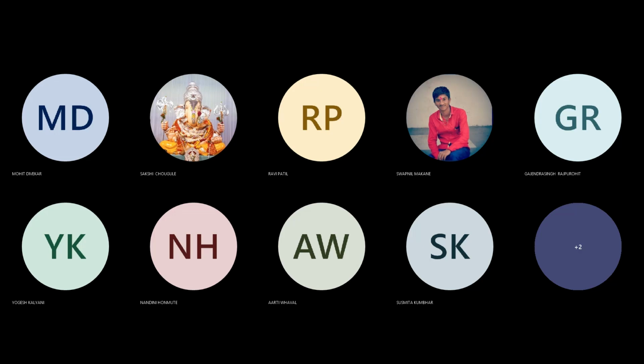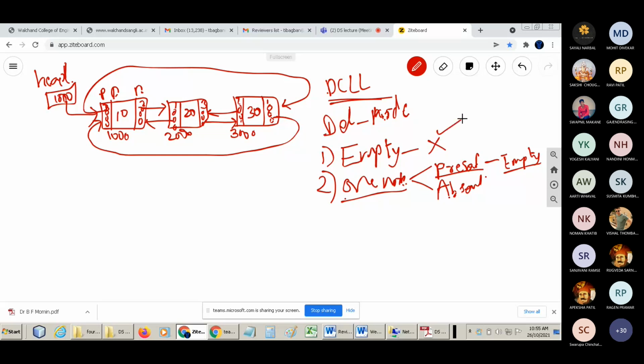Is that the list should become empty. So here the result is node does not exist. When it is empty, the result is list is empty. When there is one node, there are two possibilities: the node to be deleted is present, or the node to be deleted is absent.